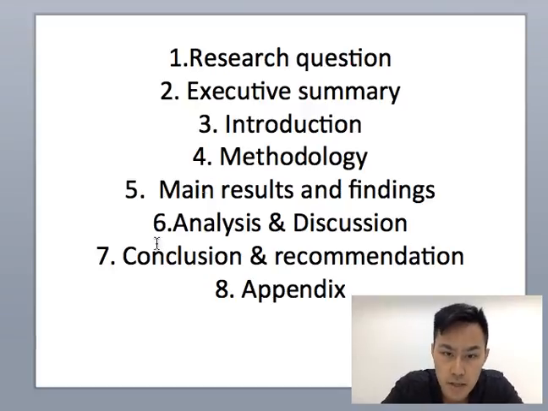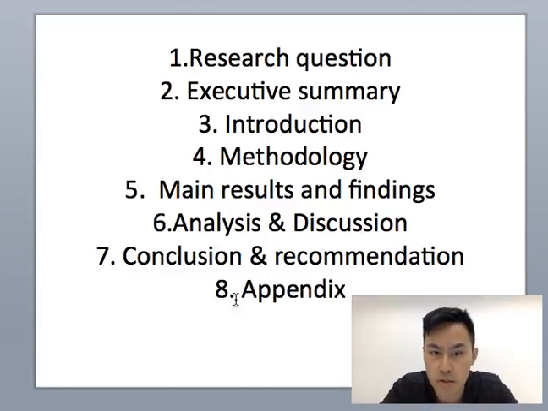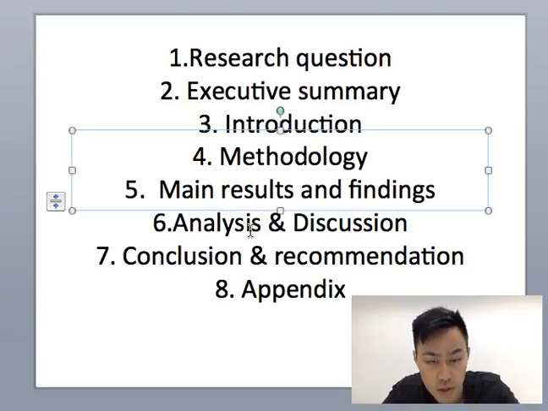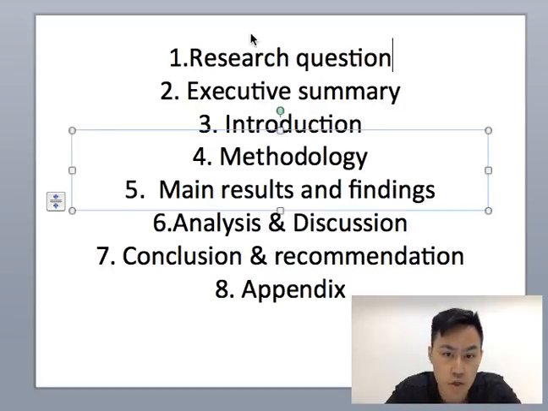Today I'll go through all 8 parts. This is how you structure your IA, and you need to include all these 8 parts. The first part is the research question. Many students don't know how to structure a good research question, so I'll review it with you, and I'll tell you what is meant by executive summary, introduction, methodology, main results and findings, analysis and discussion, and also the conclusion. I'll teach you one by one.